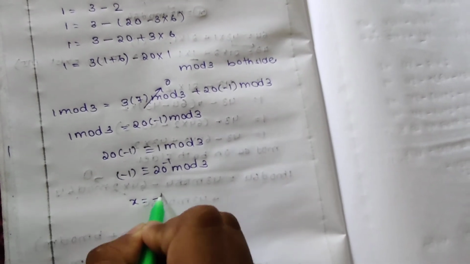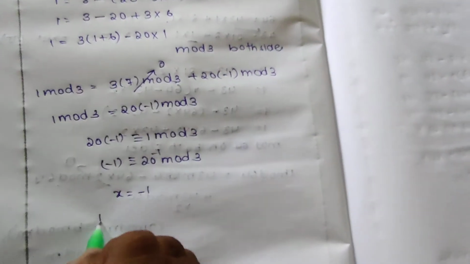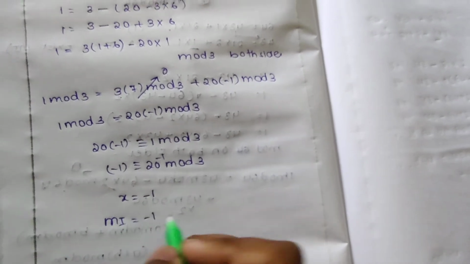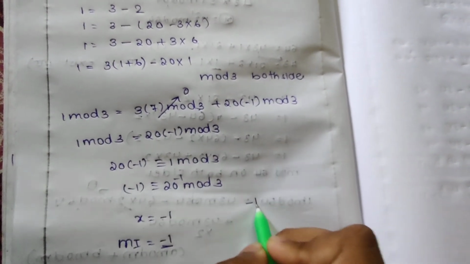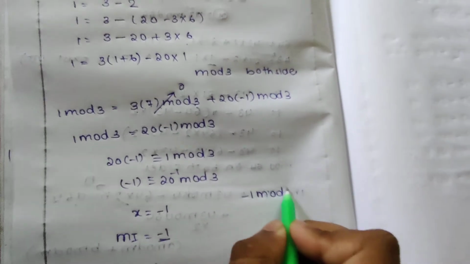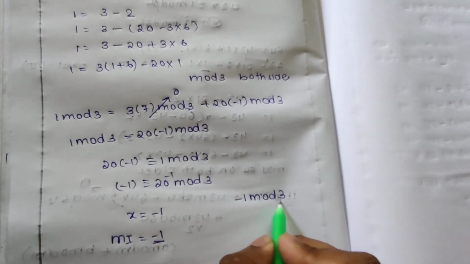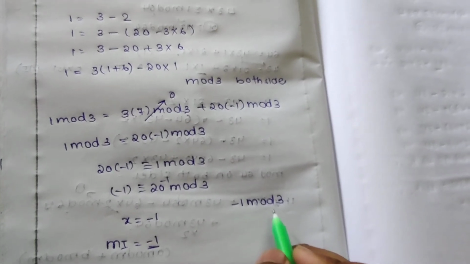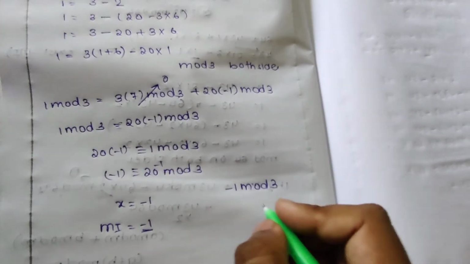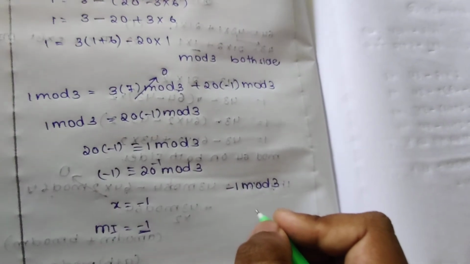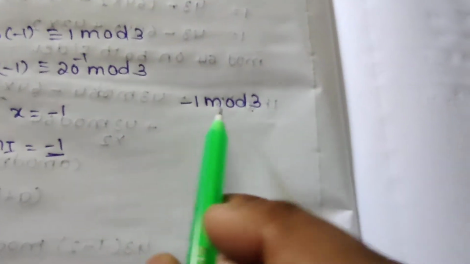The x value is minus 1. Here, the multiplicative inverse value is minus 1. But suppose we got minus 1 and it is an MCQ question or any other question, if they give a positive answer, don't worry. We got minus 1, so now minus 1 mod 3. How to find minus 1 mod 3? I will just say how to find minus 1 mod 3.